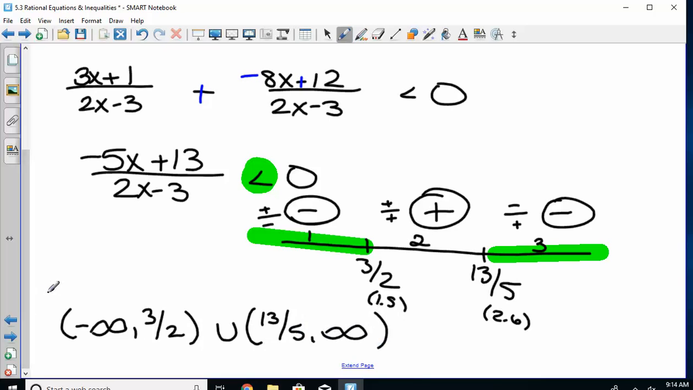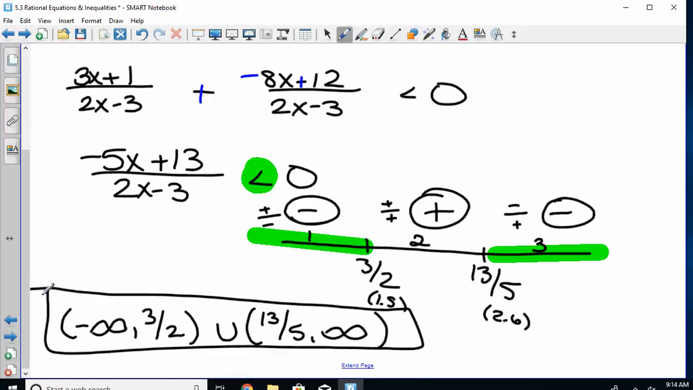One thing I want to caution you on with these test points, make sure when you go to write your interval, you use the actual 3 over 2, not your test point. Accidentally, I'll have some people sometimes see their 1 from their test point and write that in their interval. That's why the only 2 I actually plot on my number line are what makes top and bottom 0. The other numbers I just write above, just so I don't confuse myself.